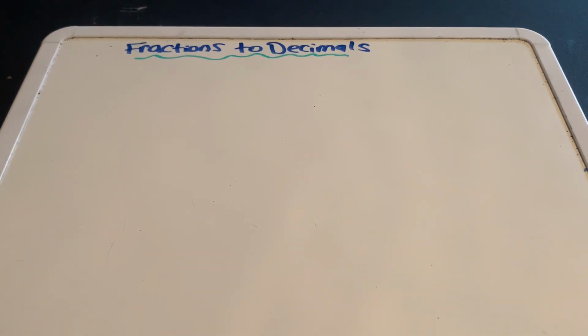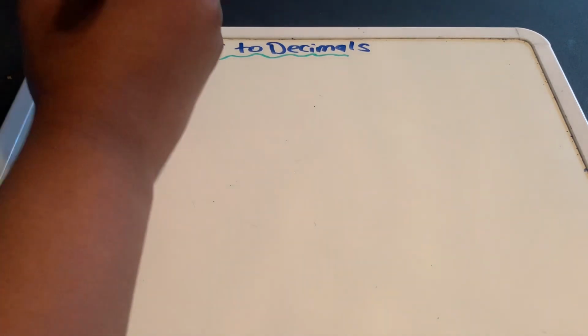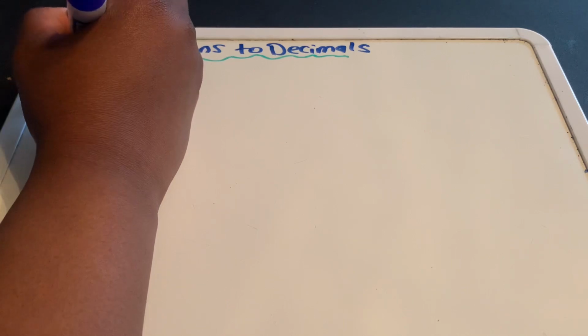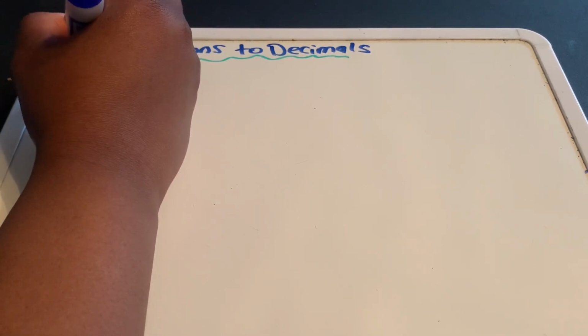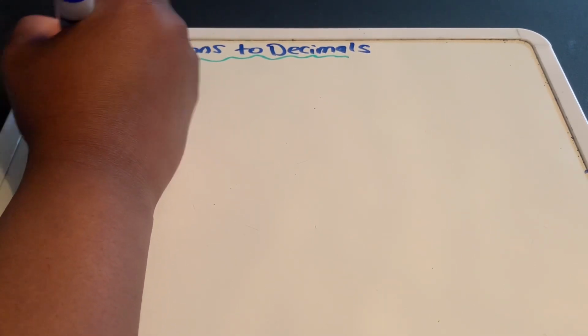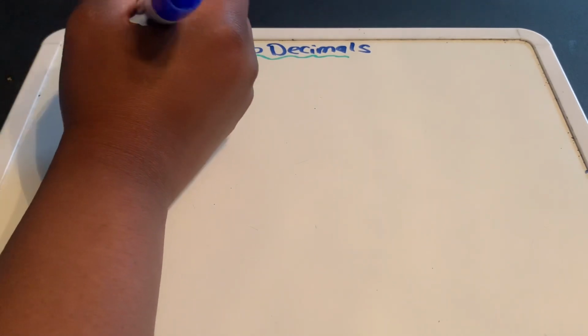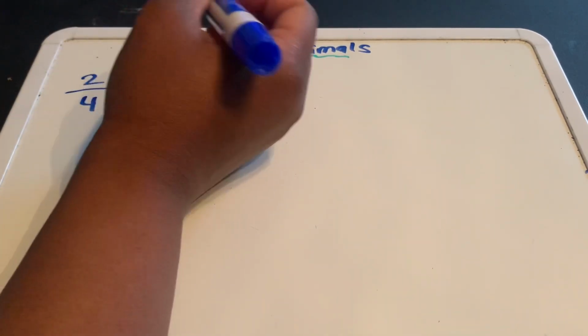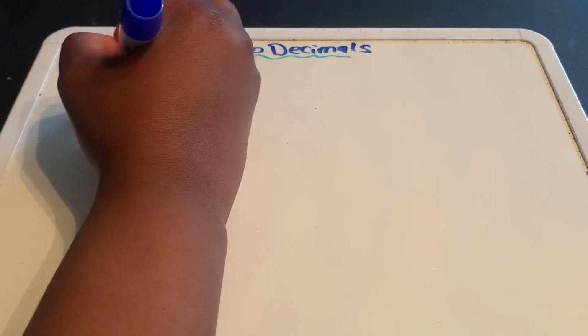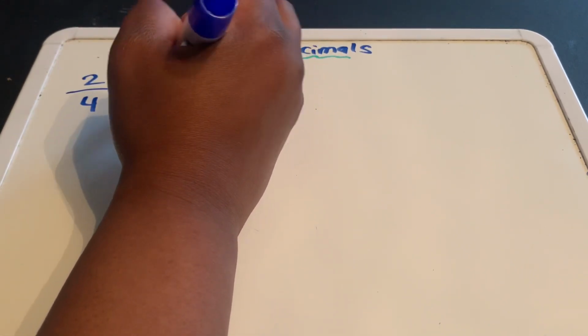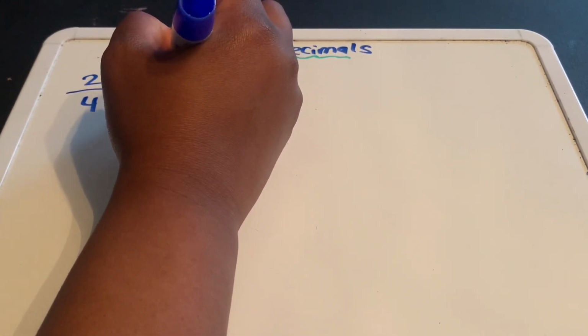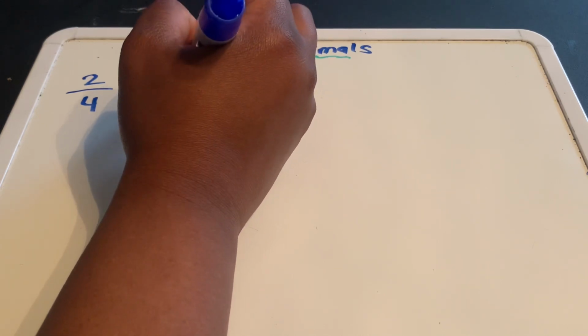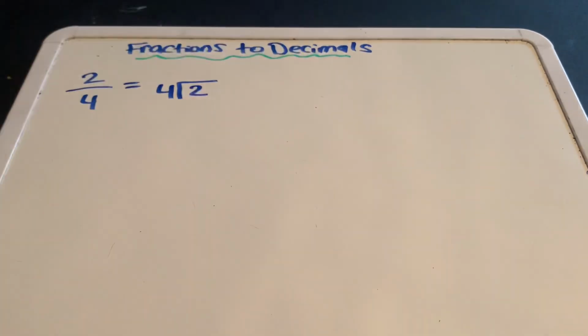So the first math problem that we're going to do is converting 2/4 to a decimal. So we'll write that problem out. And the way that you're going to do this is you will use division. So you will come to the side. I'm going to draw my equal sign. I'm going to bring the 4 up and then the divide sign and then put the 2 in the house.